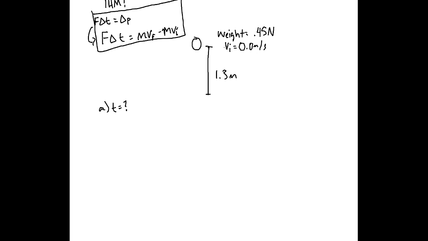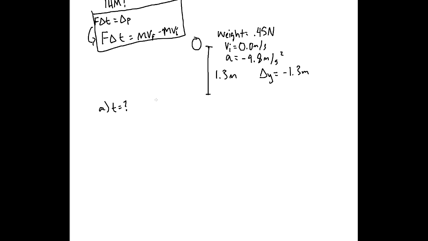Now, we need to assume that this golf ball is on Earth, so our acceleration is going to be negative 9.8 meters per second squared. Now, our height is 1.3, but since the ball moves down, that means that our delta y is negative 1.3 meters. So we know the initial speed, we know the acceleration, and we know the height. We are looking for the time.